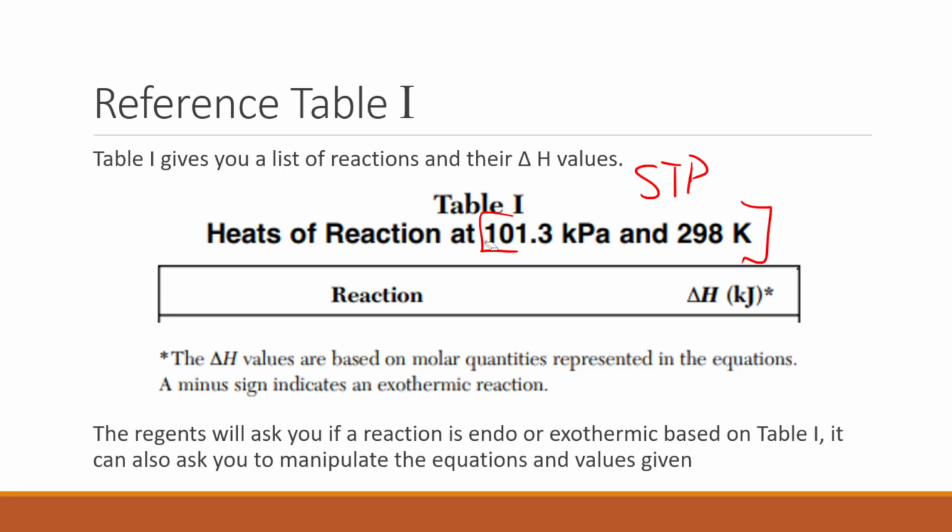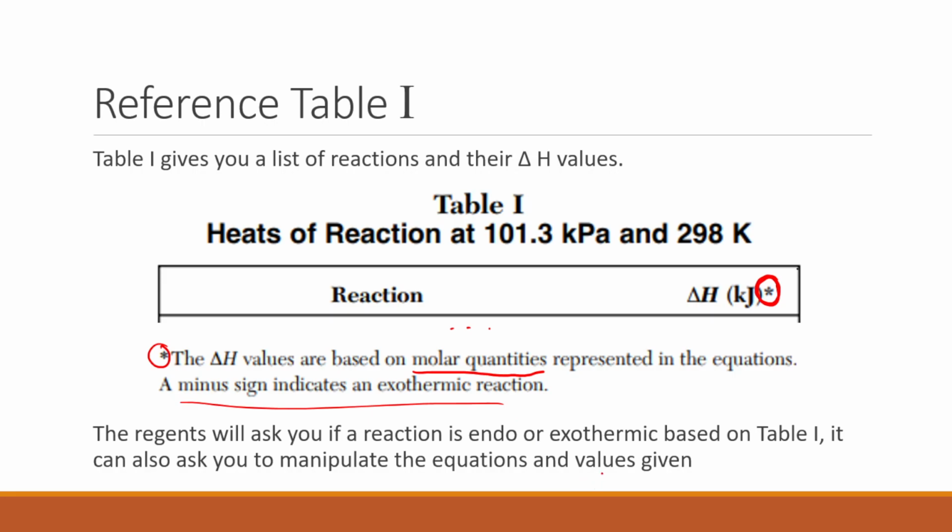The important thing that we get from looking at table I right before we get into it is this asterisk. It directs us down to the very bottom of table I, which I have cut out for us, and it points you to this sentence here. Delta H values are based on molar quantities represented in the equations. A minus sign indicates an exothermic reaction.